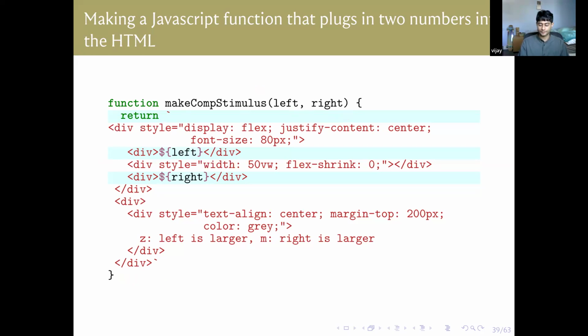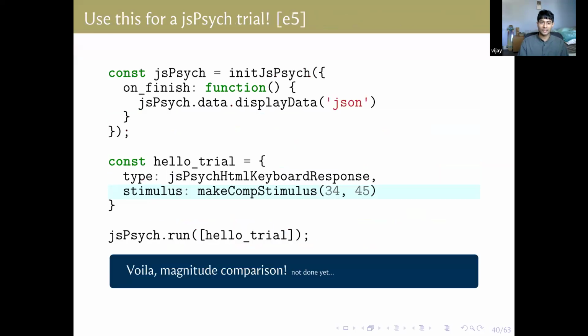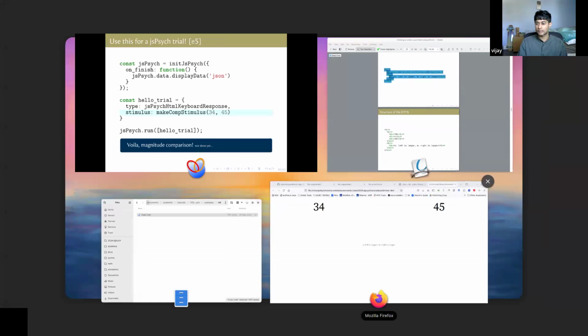So how do we convert the jsPsych hello world experiment to use this function? Well, we copy that function that I just showed you into the file before the jsPsych part, and then we change the stimulus line of the trial object. Before, this said hello world, a string. Now we use the function make comparison stimulus, and then we pass it the numbers. I want to show you what this looks like.